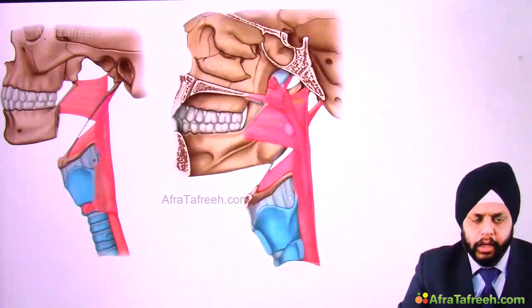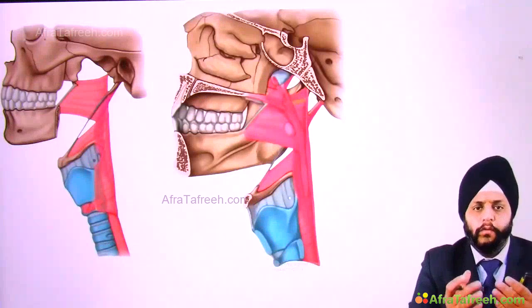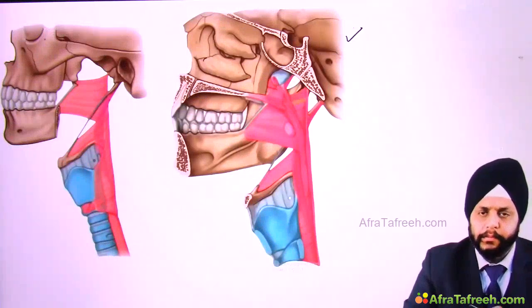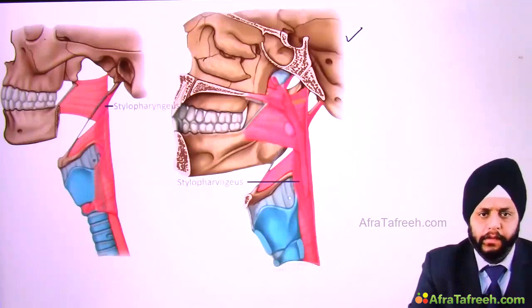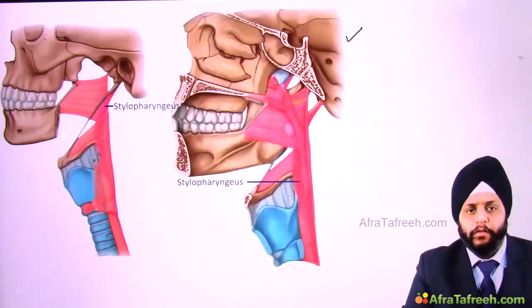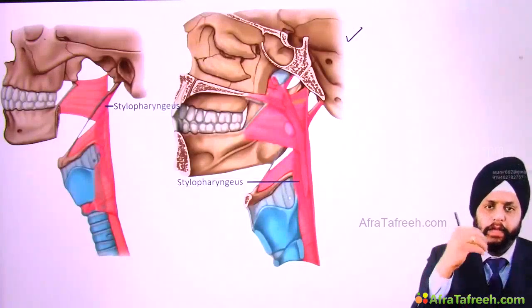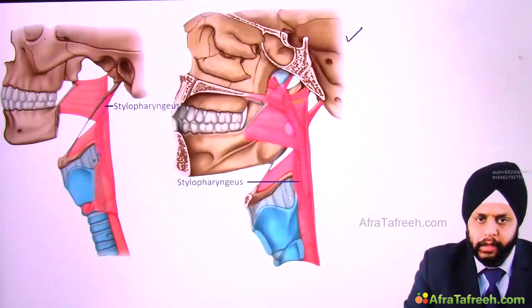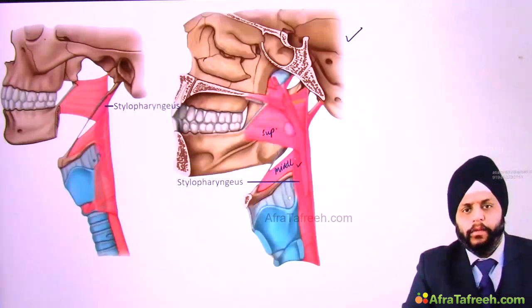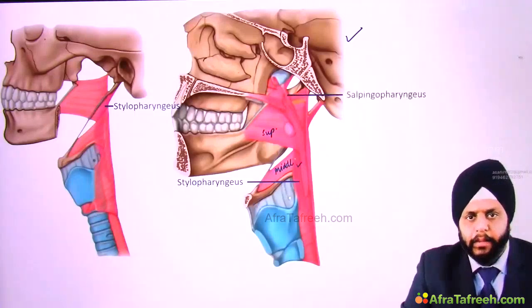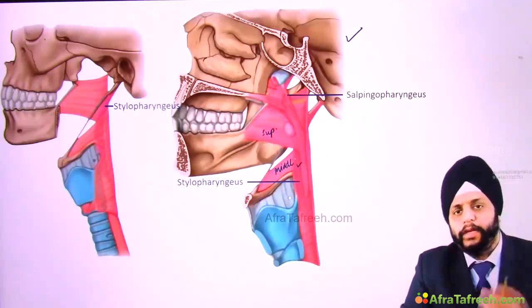You can see over here, this is the inner view of the pharynx. In the second photograph, you can see the inner view of the pharynx, and we just discussed the number 1 muscle, the stylopharyngeus. So it comes from outside and it enters over here inside between the superior constrictor and the middle constrictor. Okay, another muscle that we can see in the second diagram, we can see the salpingopharyngeus.